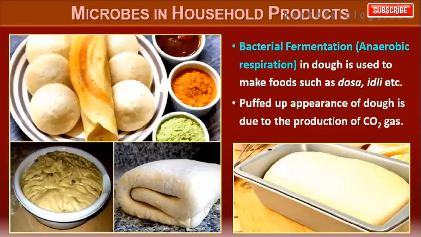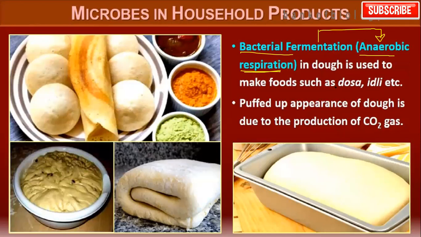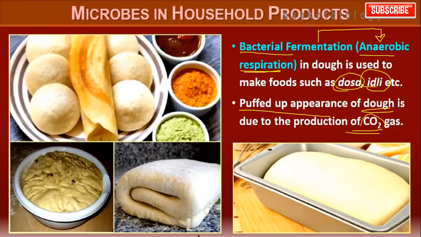Next is bacterial fermentation, anaerobic respiration. What do you mean by fermentation? Fermentation is commonly known as anaerobic respiration, and we use microbes, not only bacteria, for making food items such as dosa and idli. When you make the dough for preparing dosa or idli or any other food item, the puffed up appearance of the dough is due to the production of a gas, the carbon dioxide gas.